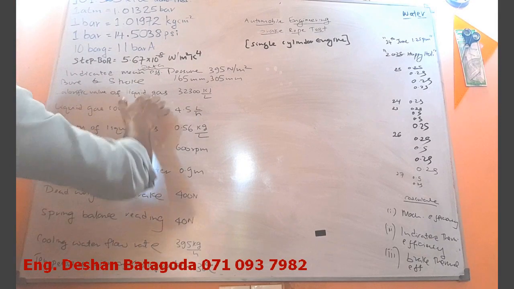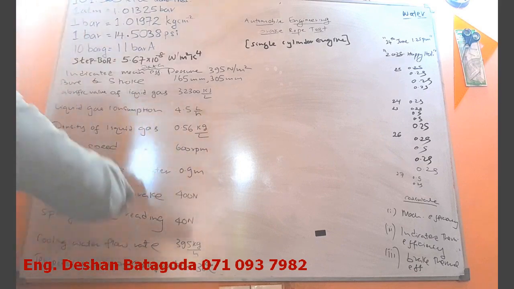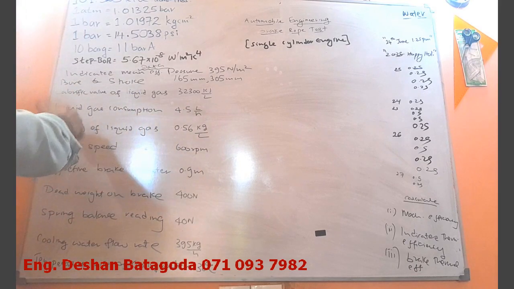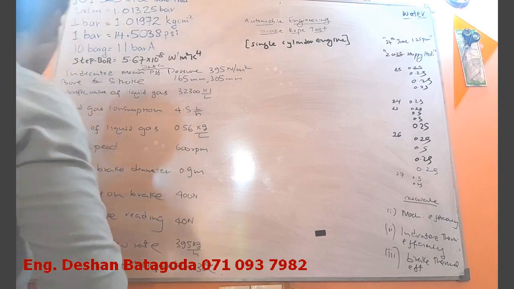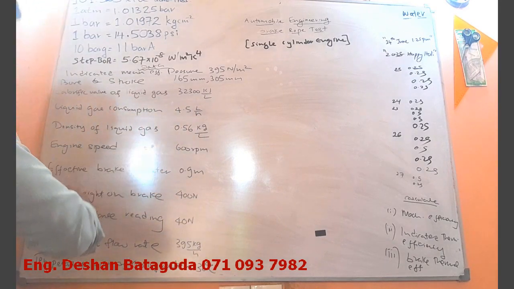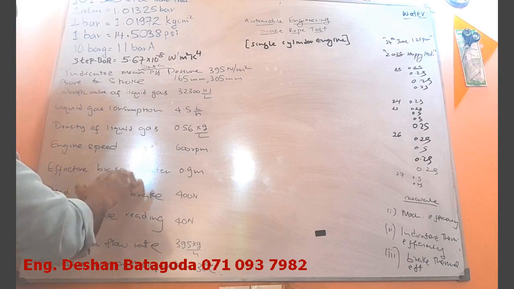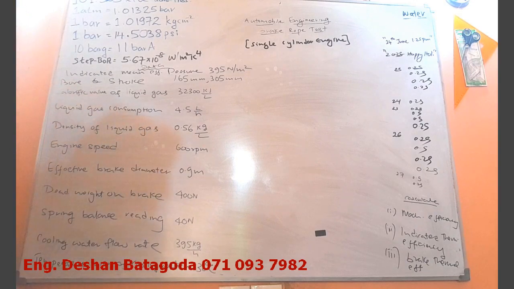So now what is the flow? There is a liquid gas in the flow. And then the fuel flow rate, the liquid gas consumption, is given. Density of liquid gas is given, engine speed is given, effective brake diameter is given. And what are the other information that are given?